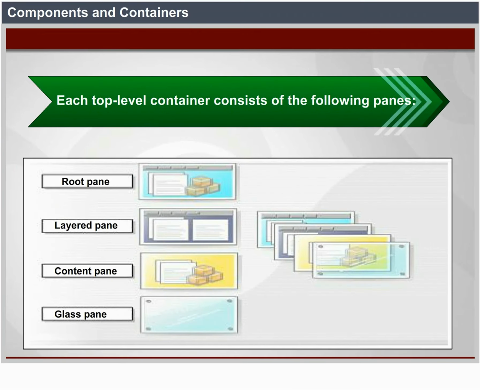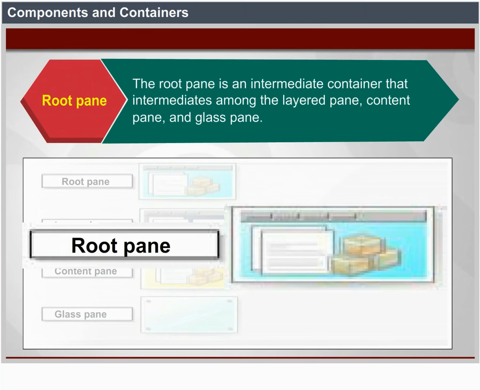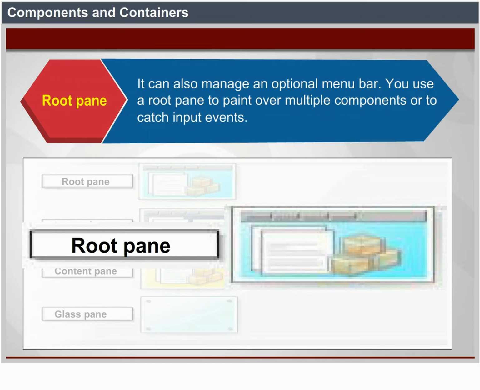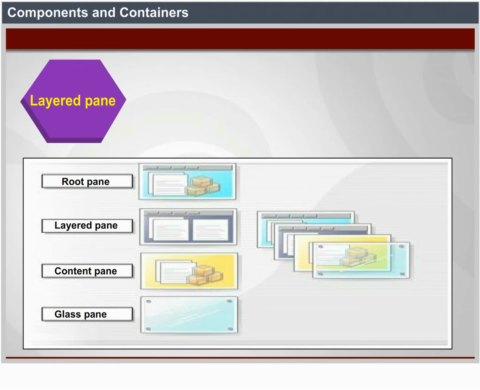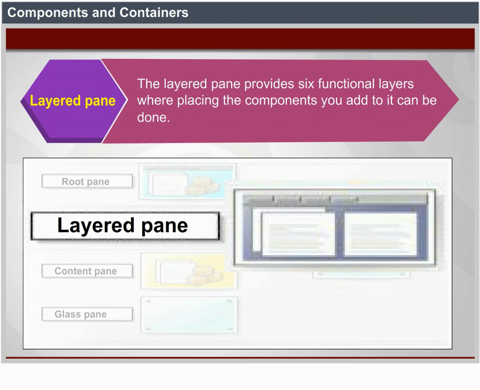Each top-level container consists of the following panes: Root pane. The root pane is an intermediate container that intermediates among the layered pane, content pane, and glass pane. It can also manage an optional menu bar. You use a root pane to paint over multiple components or to catch input events. Layered pane. It contains a content pane and the optional menu bar. It can also contain other components which it arranges so that they overlap each other. The layered pane provides 6 functional layers where placing the components you add can be done.